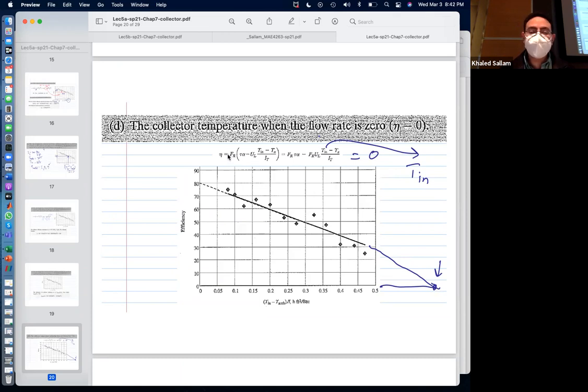The efficiency is 0, but the x-axis, which is Tn minus T ambient over F, would be say 0.6. That will allow you to get what Tn is. If you find where it will hit, you'll be able to calculate Tn minus T ambient. So that will tell you how high you need to be above T ambient to get that 0 efficiency.